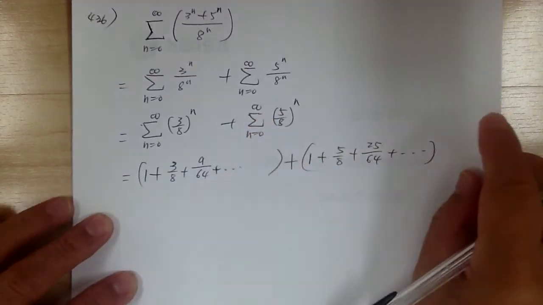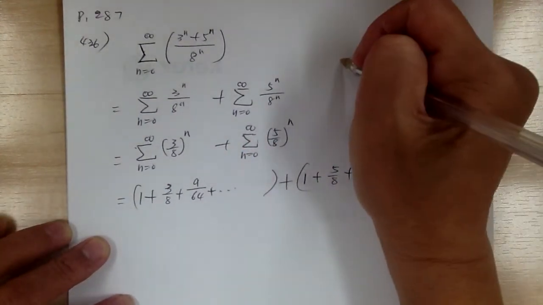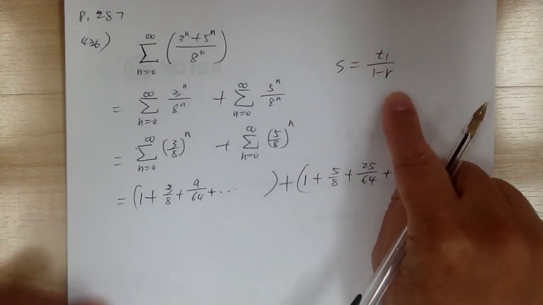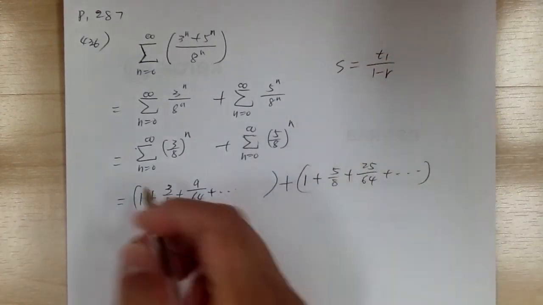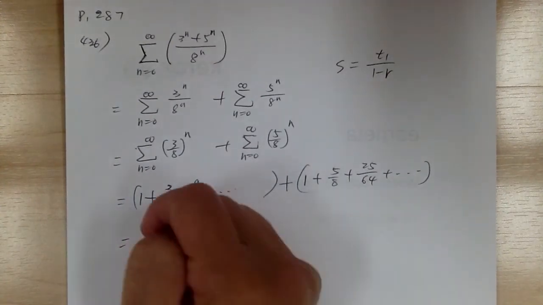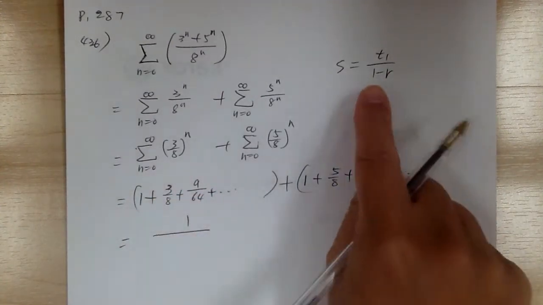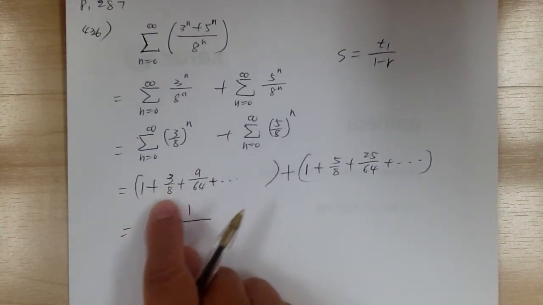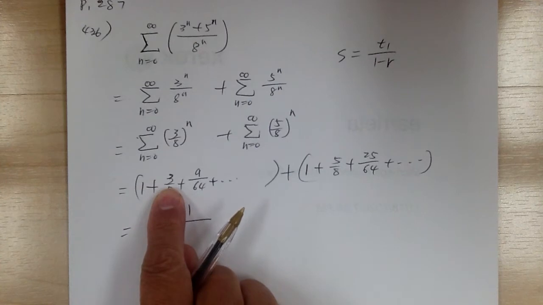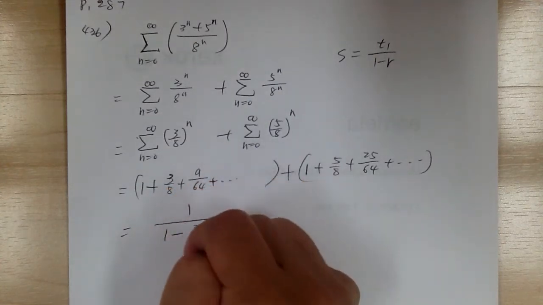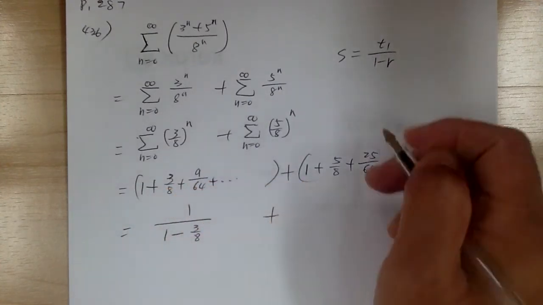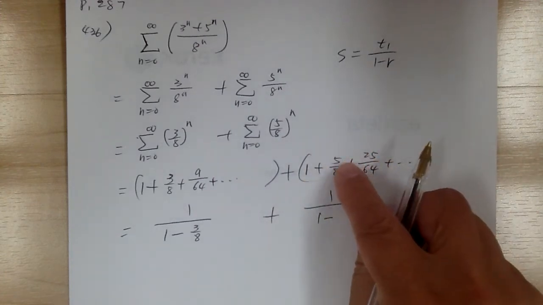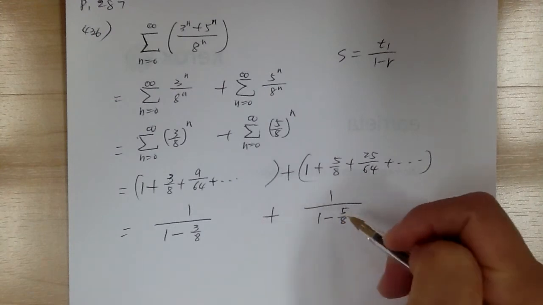And the formula for an infinite series is that the sum is equal to T1 over 1 minus R. So this one would be T1, which is 1, over 1 minus R, where R is 3 over 8, the common ratio. You multiply by 3 over 8 each time. Plus this one is the same thing, with T1 being 1 over 1 minus R, in this case 5 over 8.